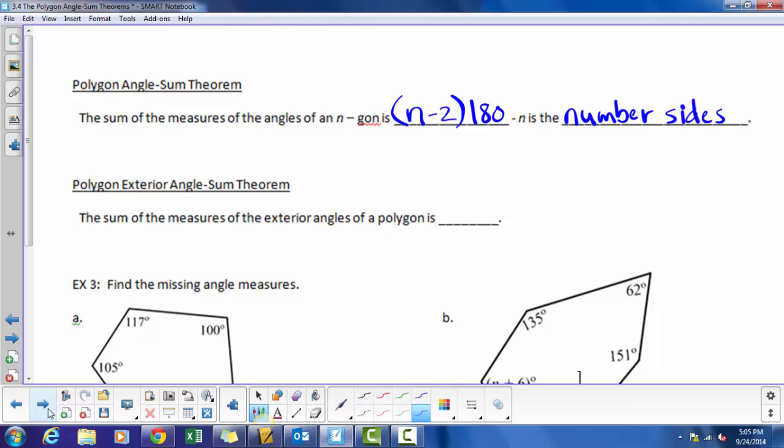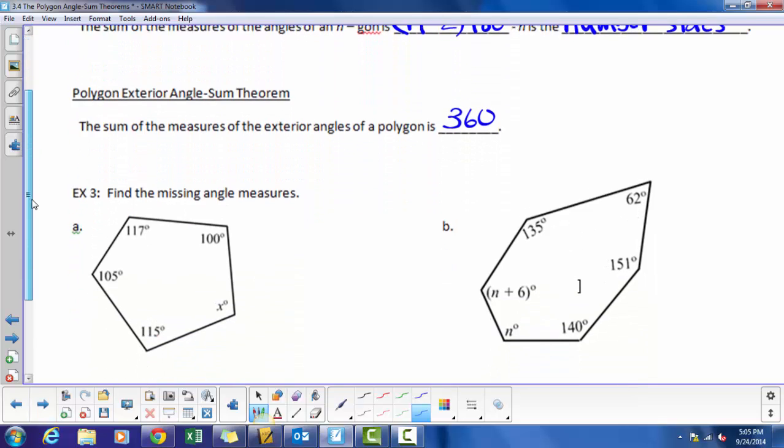The Polygon Exterior Angle Sum Theorem says the sum of the measures of the exterior angles of a polygon is 360. All right, so we're going to find the missing angle measures.